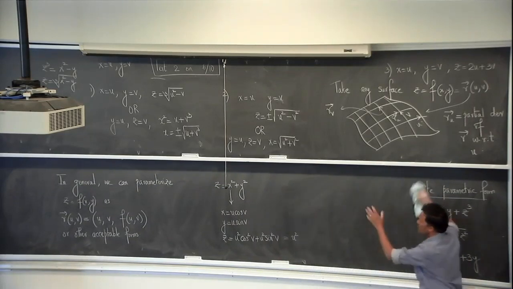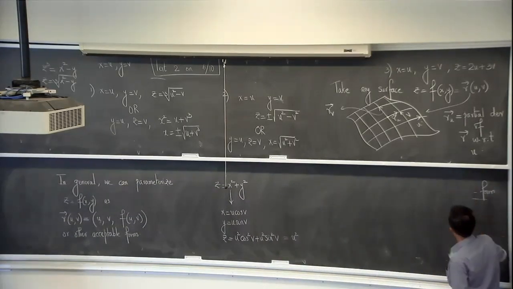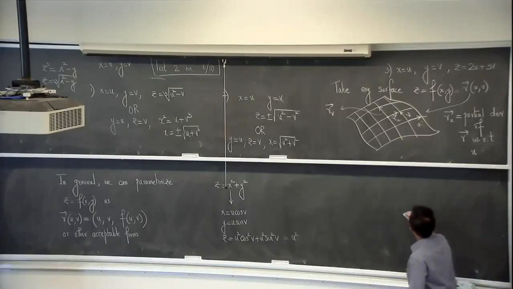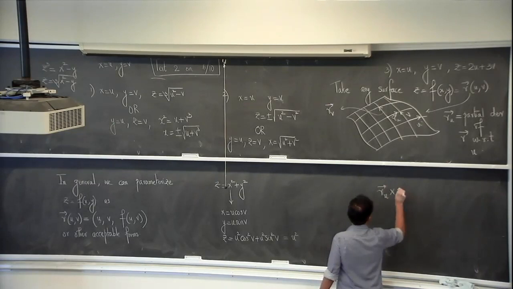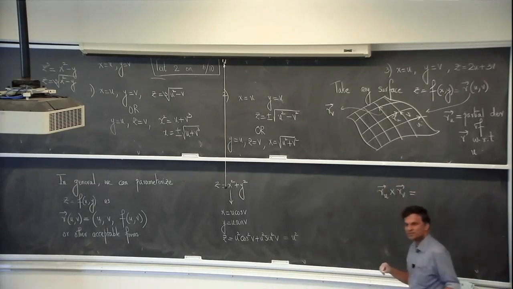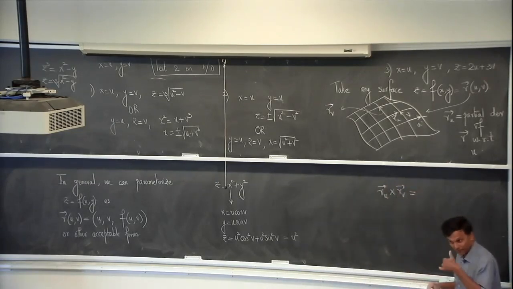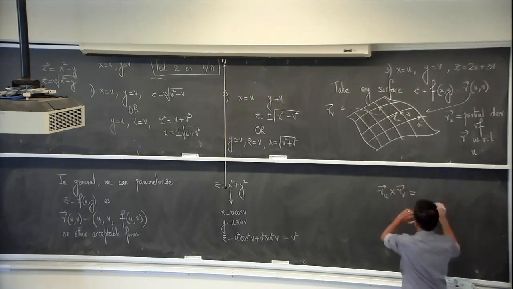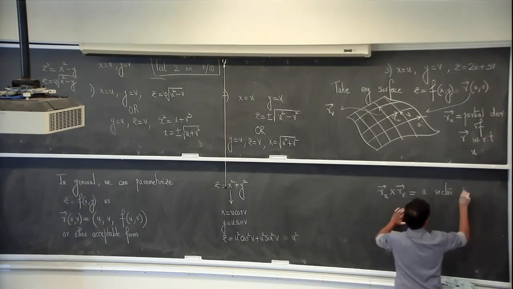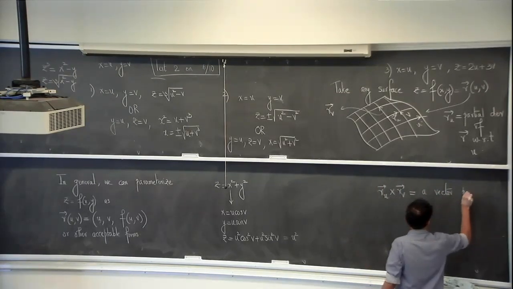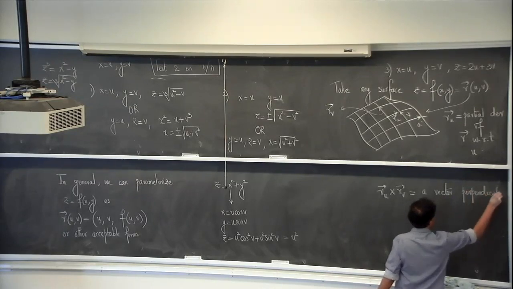Based on something I mentioned maybe 5-10 minutes ago, what is the meaning of the vector r partial u cross r partial v? It represents a vector which is perpendicular to the surface. It's a normal vector, to be more precise. So it is a vector perpendicular to the surface at each point.